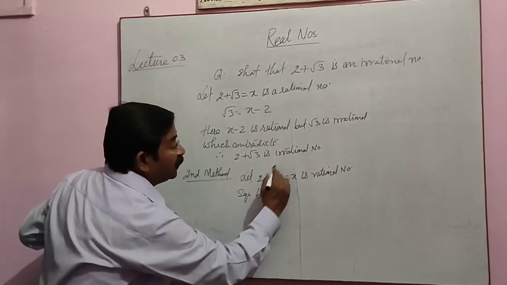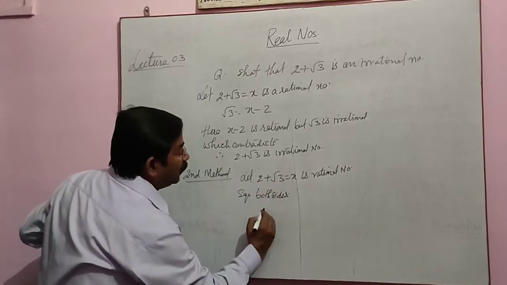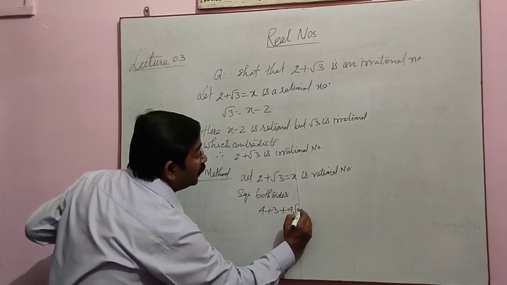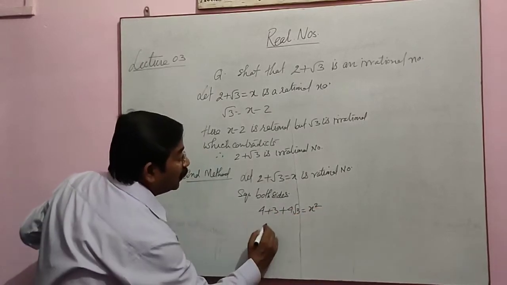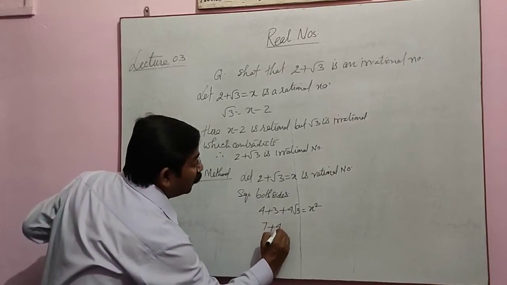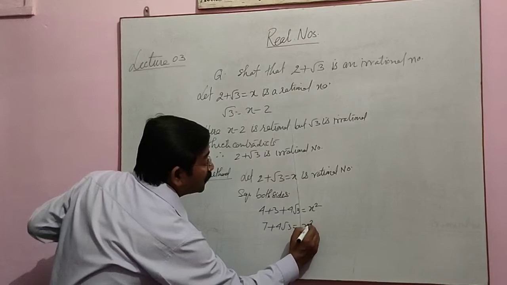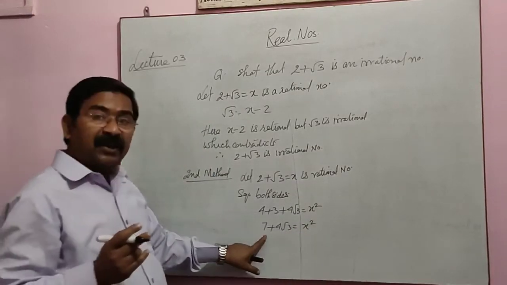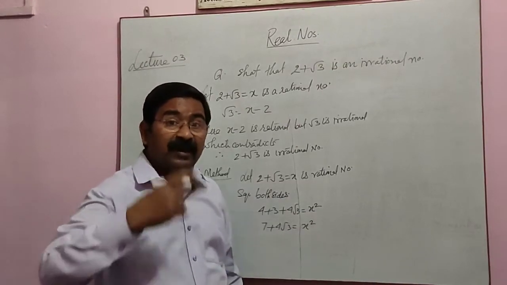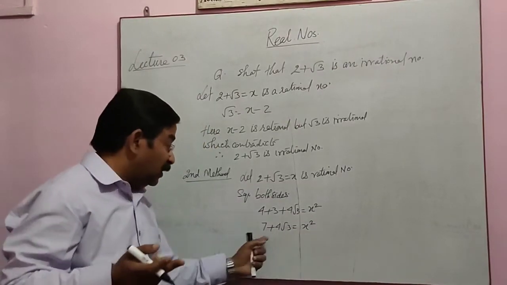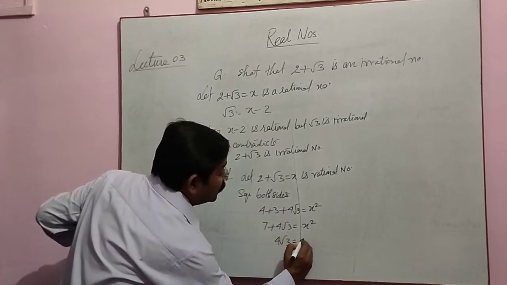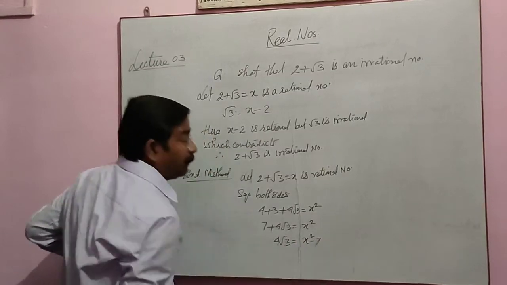So what we have, see, this is binomial a plus b whole square. We have 4 plus 3 plus 4 under root 3 is equal to x square. 4 plus 3 is 7. 7 plus 4 under root 3 is equal to x square. See, 7 is rational. X square is rational because x is rational, so the square is rational. Send this rational towards rational. So what we have, 4 under root 3 is equal to x square minus 7.